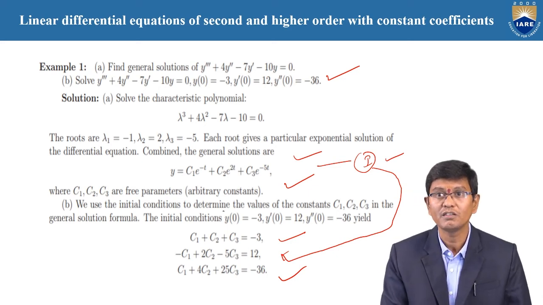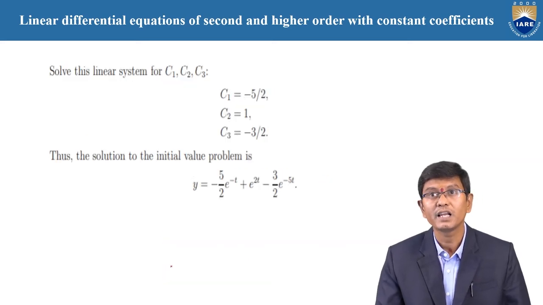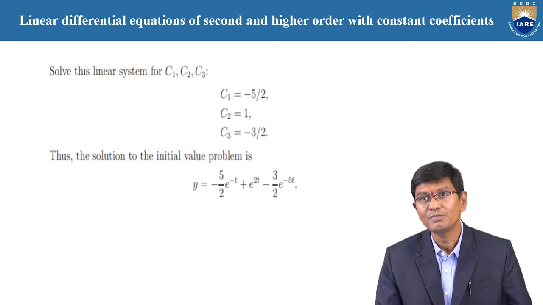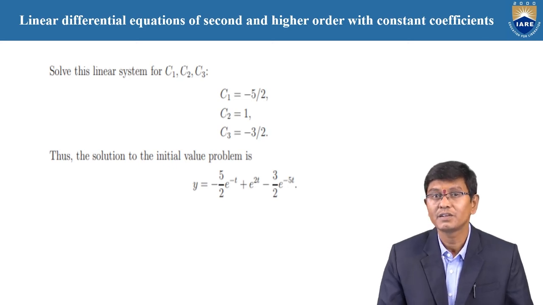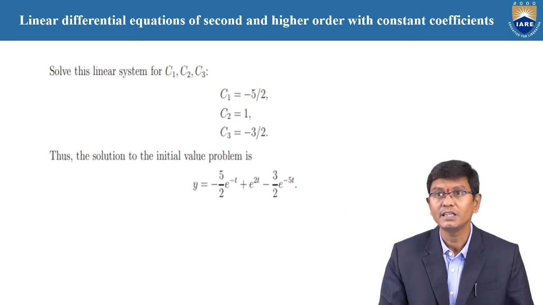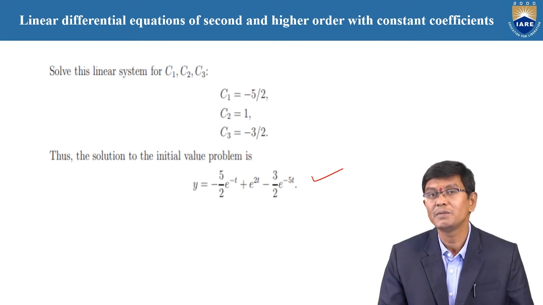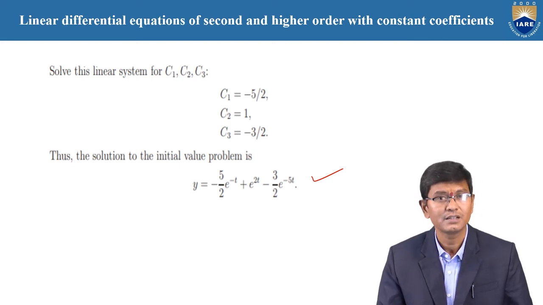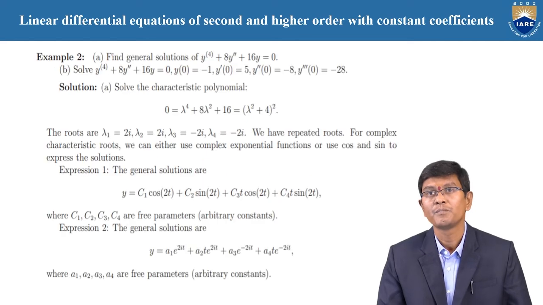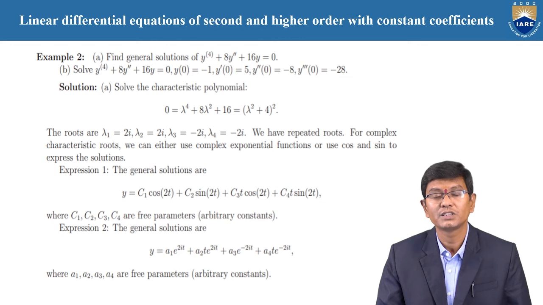Now we need to solve these three equations. By solving them, we clearly obtain c1 is equal to minus 5 by 2, c2 is equal to 1, c3 is equal to minus 3 by 2. Therefore, the solution of the given differential equation is y is equal to minus 5 by 2 into e power minus t plus e power 2t minus 3 by 2 into e power minus 5t is the solution.